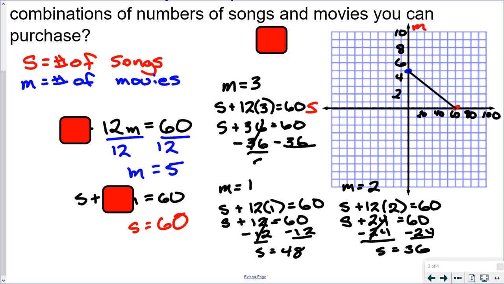So S equals 24. So that's another combination. I could buy 3 movies and 24 songs. Now, if you don't want to watch this, you can fast forward past this, but I'll redraw this graph and let's see if we can find the points on the graph.